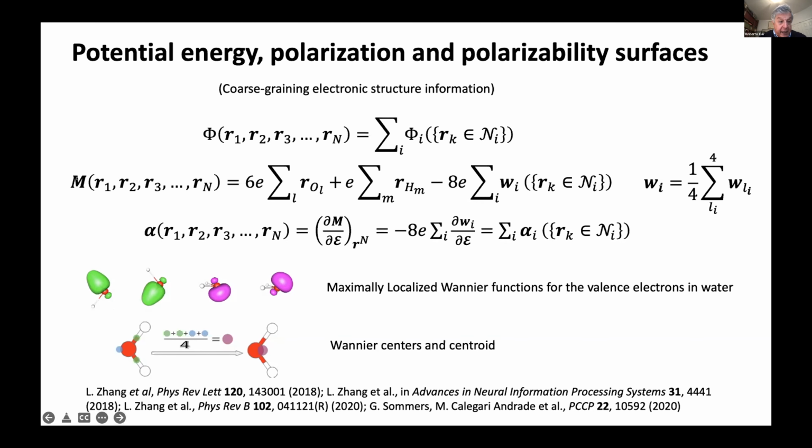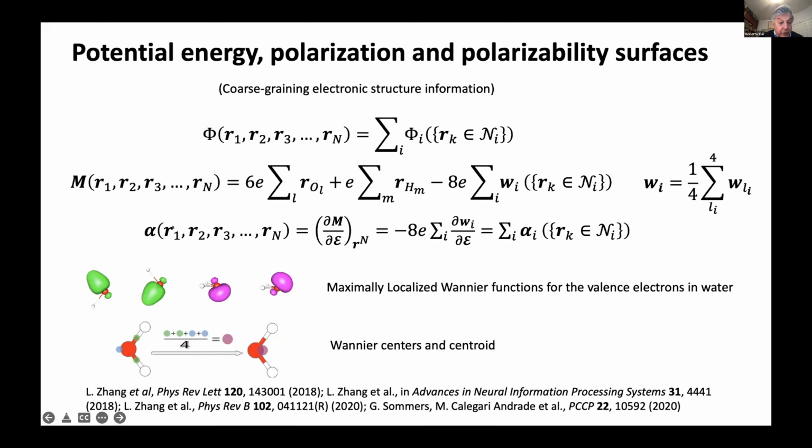So this is the case of the polarization. In the case of the potential energy surface, we have to represent a scalar function. In the case of the polarization, we have to represent a vector function, but this can still be done with a neural network, as it is done here for this Wannier centroid.